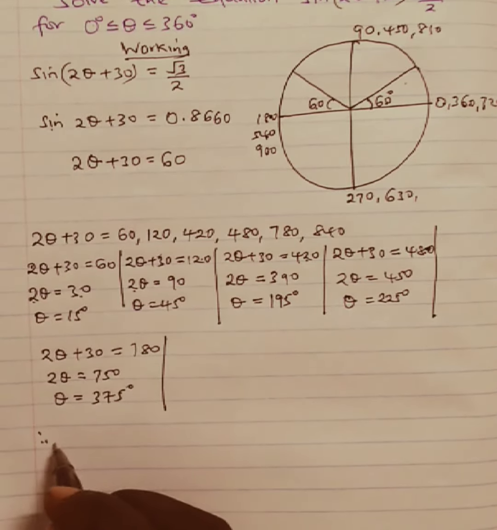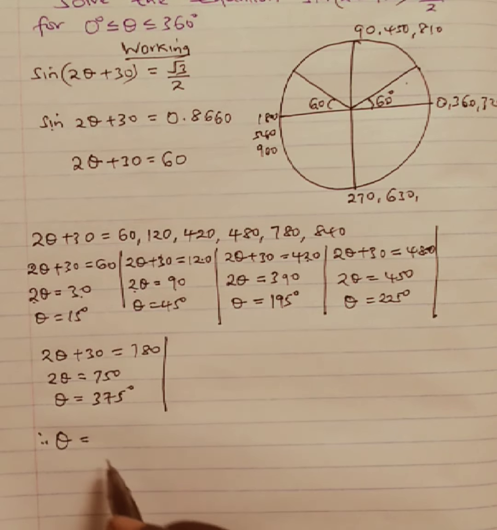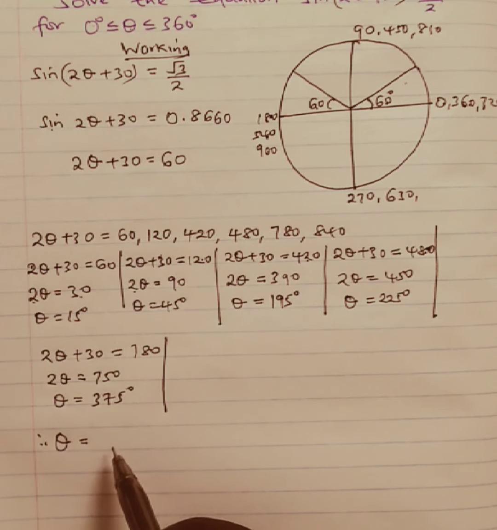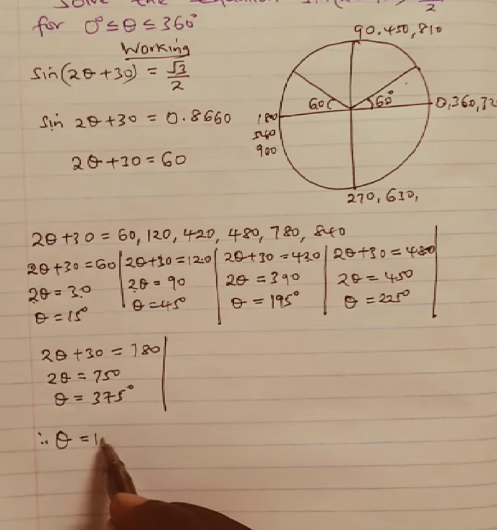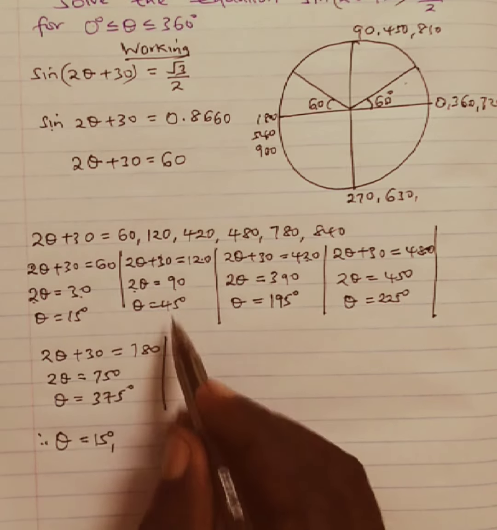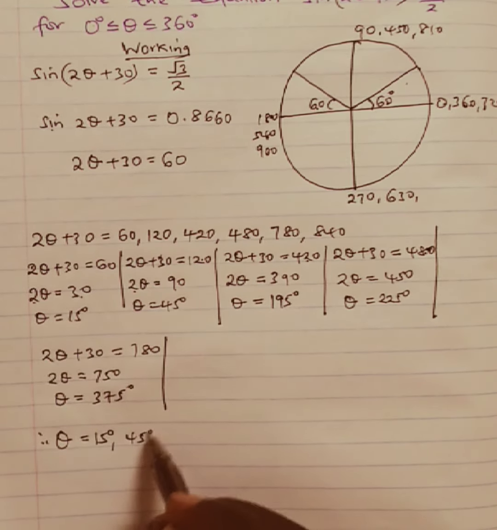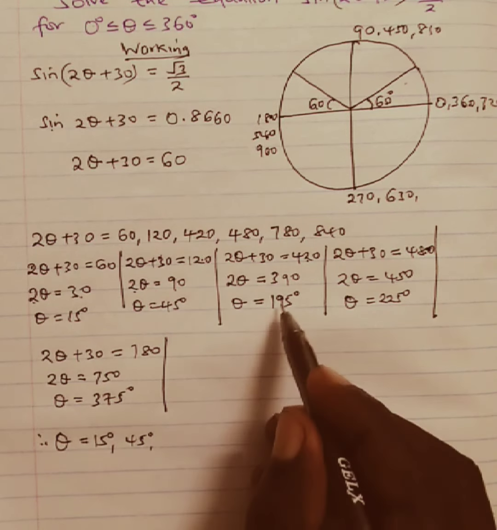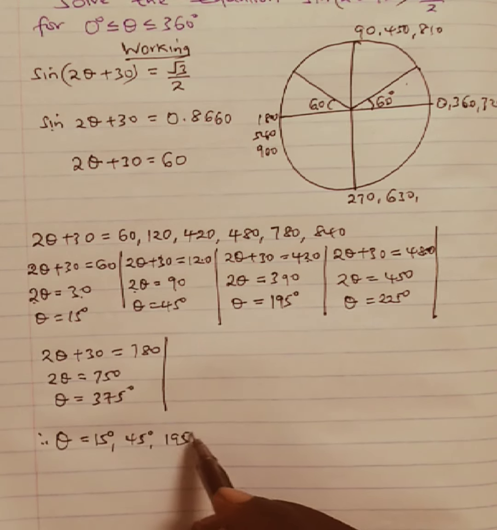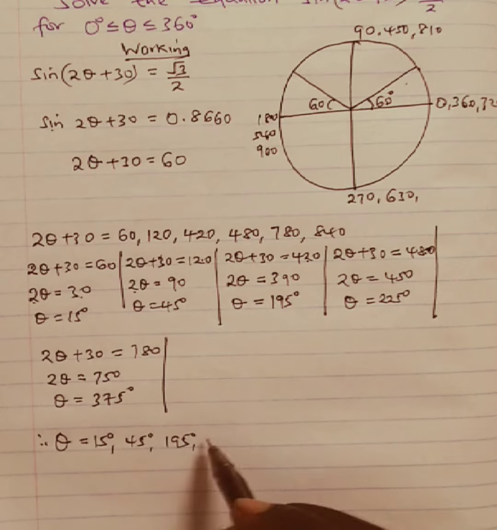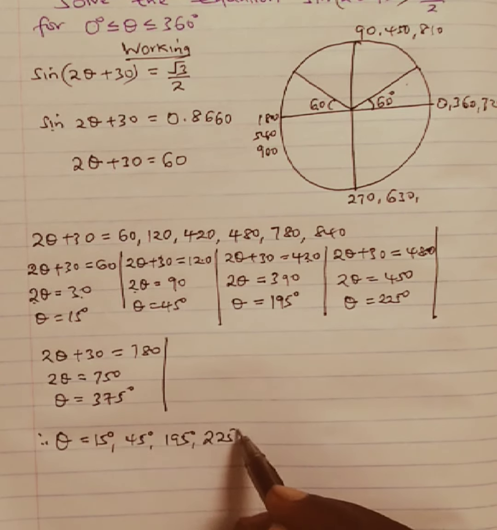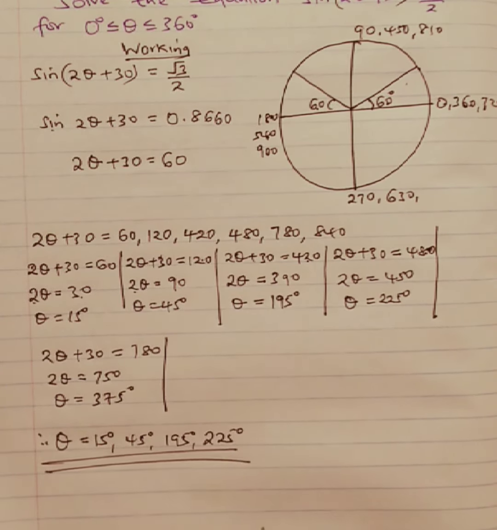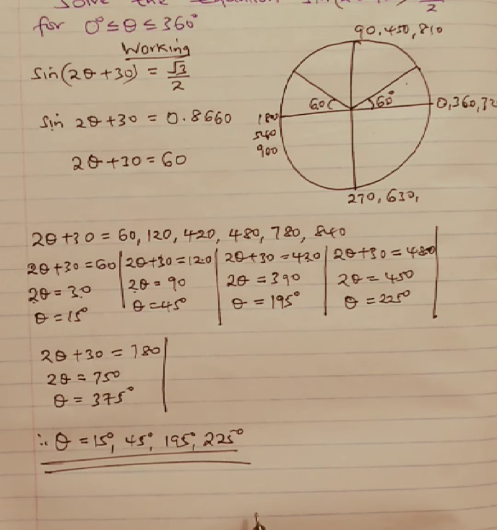So therefore, the values of theta that we are looking for are 15 degrees, 45 degrees, 195 degrees, and lastly 225 degrees. And that becomes the answer to our question.